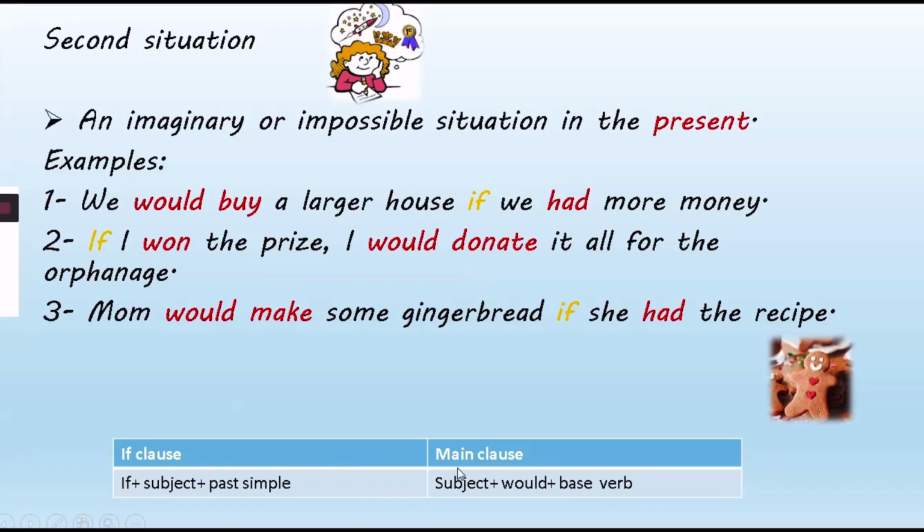Okay? Then the main clause, you start with the subject followed by would. As you can see in here, we is the subject, would, then followed by the verb buy. It's a base form of the verb. As you can see in here, we have would followed with donate and would make. Okay? So this is the structure of the second conditional. It's easy, isn't it?